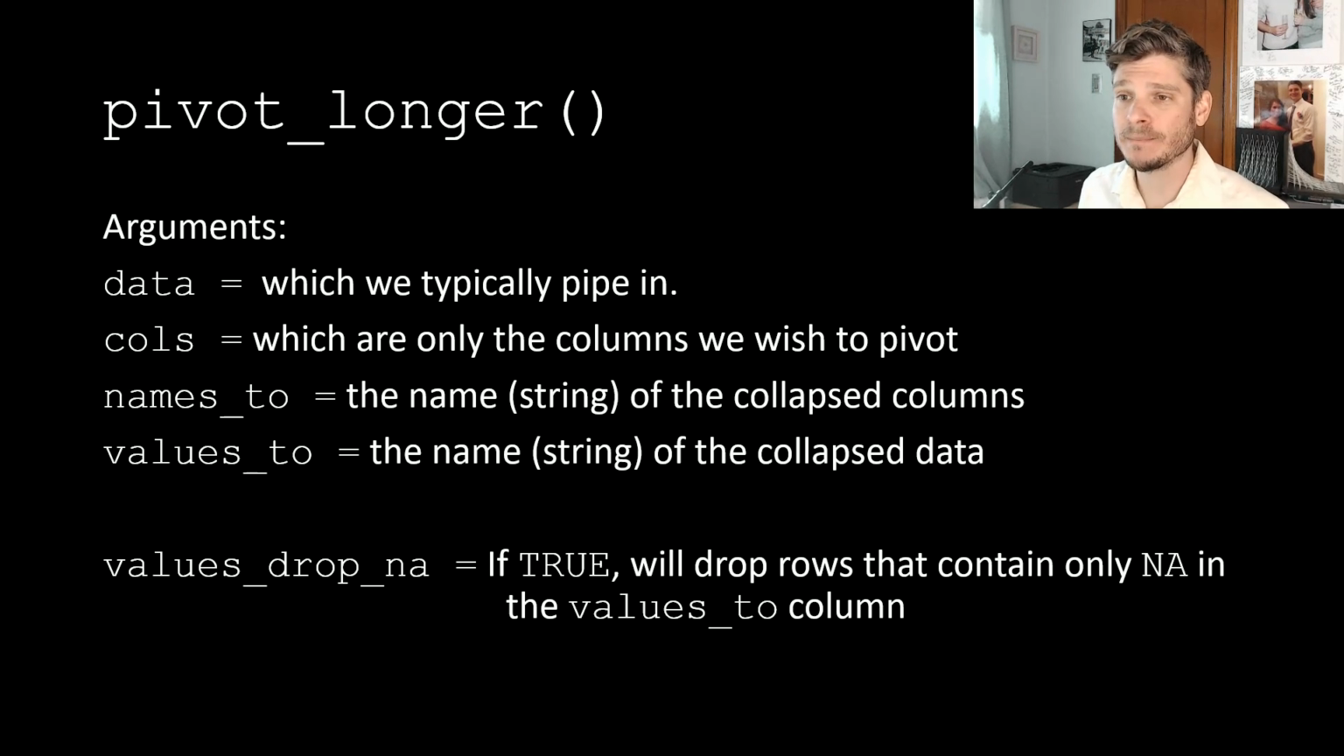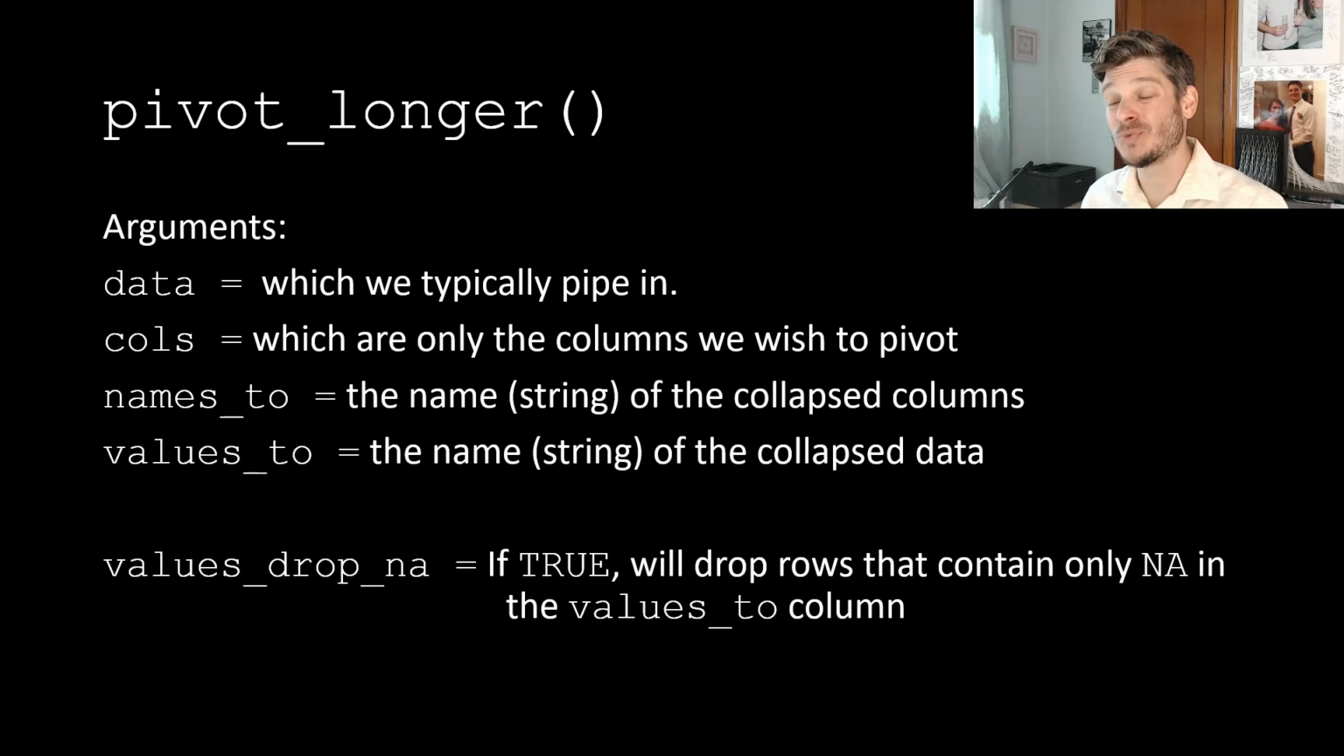First of all, data. Typically we pipe this in, but you can make your first argument data equals and whatever the data set is. The next one is columns. We need to specify which columns we want to pivot, or which columns I want to collapse. List all the columns that should be collapsed into just one variable.